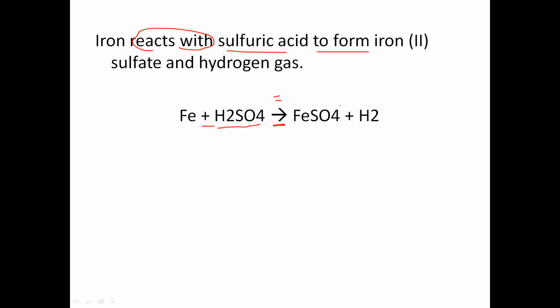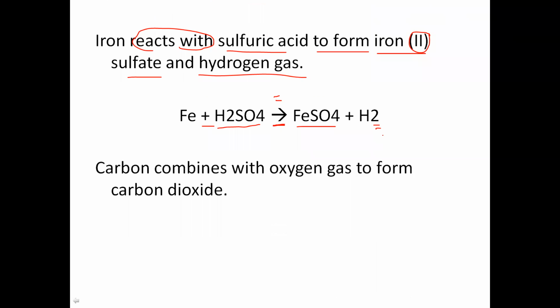And then on the right side of the equation, the products. So to form what? Iron 2 sulfate. Okay, so if you're going to base it on the oxidation state of iron here, it's positive 2. It will form this compound or molecule, iron sulfate, and hydrogen gas. And we know that hydrogen is a diatomic element, so that's why we put the subscript of 2 here. So that's how you convert this statement into a chemical equation.